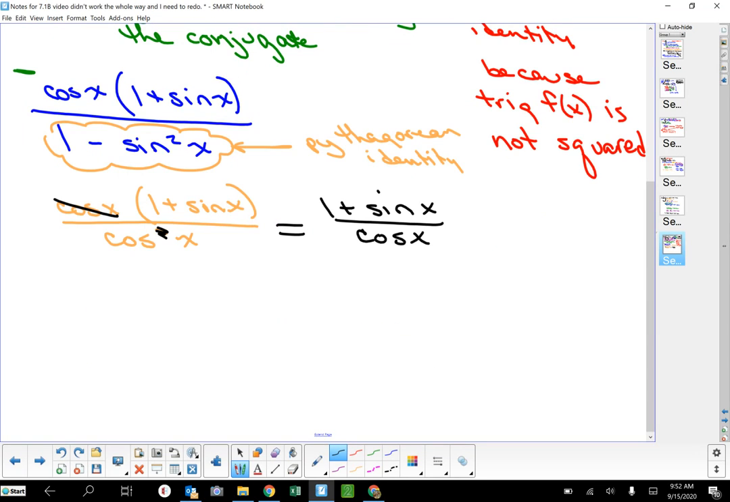And now when I have one term in the denominator, and again, you may remember from the beginning of this lecture, I think it was, the guidelines for verifying trig identities, step number 2 talked about trying to create a monomial denominator. And that's what this means right here. Monomial denominator.